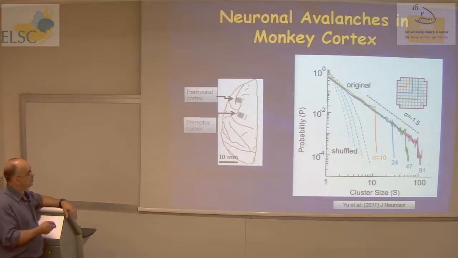And we have similar results with electrode arrays in the monkey, prefrontal and premotor cortex. And another result, which I'll also show in the context of the MEG, is that if we take subsections of the array, namely fewer number of sensors, we get an earlier cutoff.